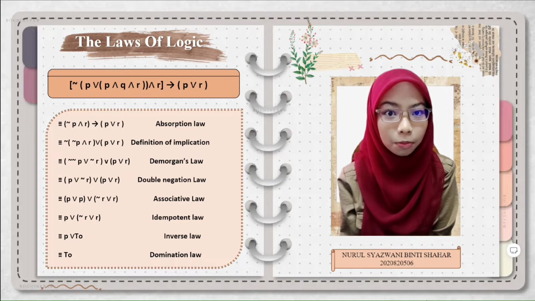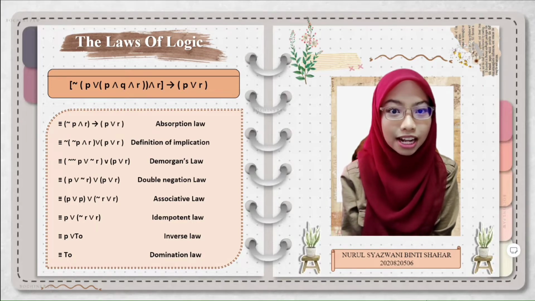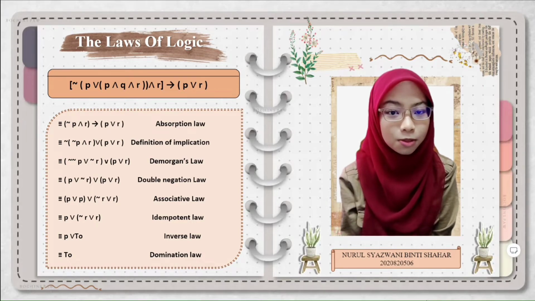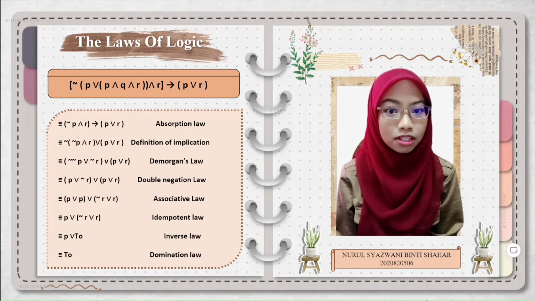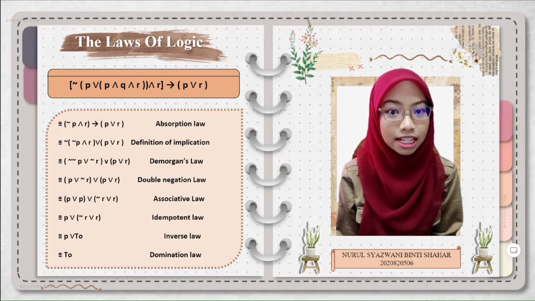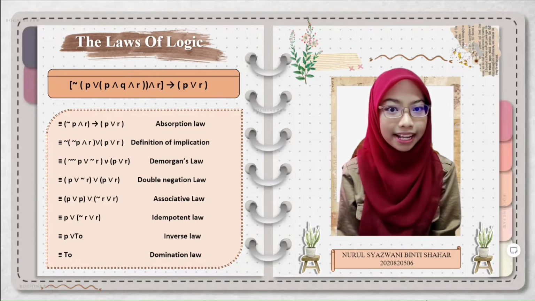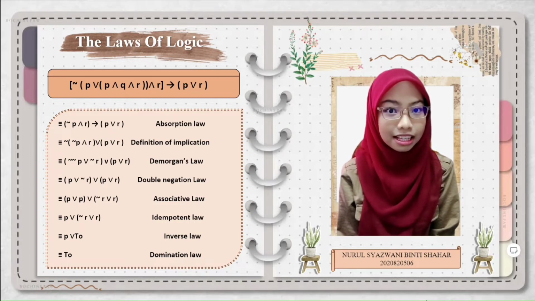Now we will look at some examples for this topic. This question asks you to show that the following expression is a tautology by using the laws of logic. First of all, try to identify which law we can use from the expression. As we can see here, we can use absorption law for the expression in the first bracket. After that, we can change the implies into or. This is definition of implication.